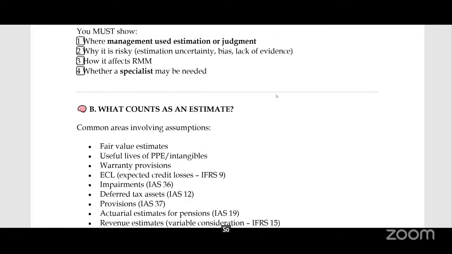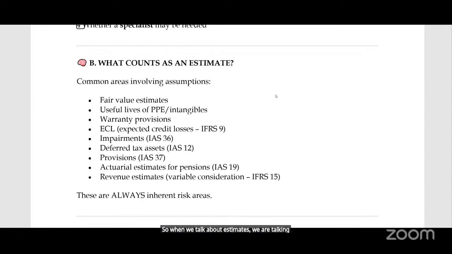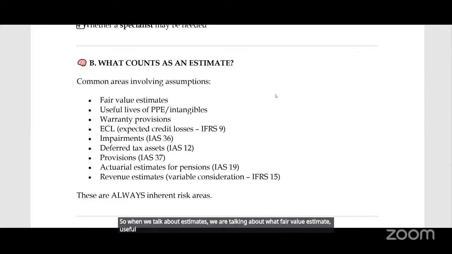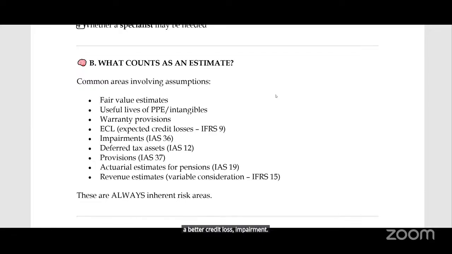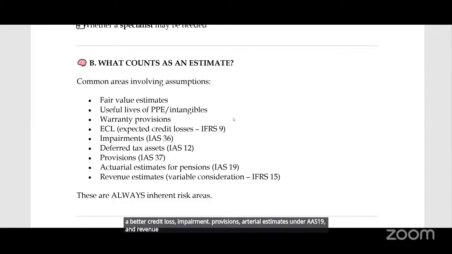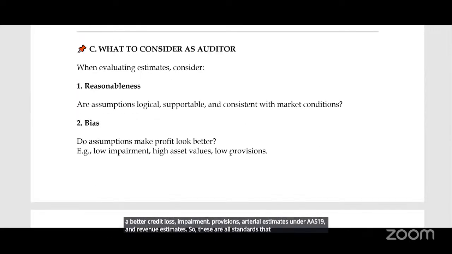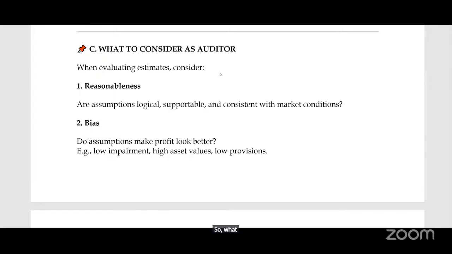So when we talk about estimate, we are talking about what? Fair value estimate, useful life of PPE, warranty provisions, deferred tax computations, expected credit loss, impairment, provisions, actuarial estimates under IAS 19, and revenue estimates. So these are all standards that require estimates, right? So what do you consider as an auditor when it comes to estimate?